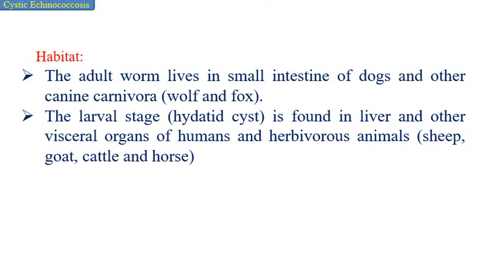As exhibited, the adult worm lives in the small intestine of dogs and other canine carnivores, including wolves and foxes. The larval stage, often called hydatid, is found in the liver and other visceral organs of humans and herbivorous animals, including sheep, goat, cattle, and horse.